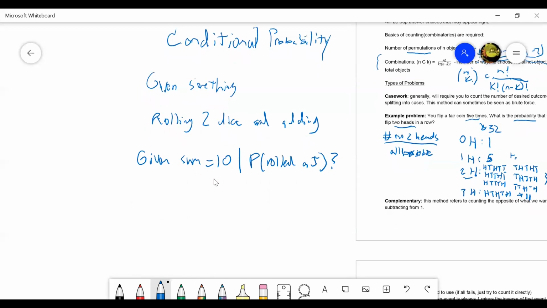And the way you would approach a conditional probability problem is find the probability of this, and then find the probability of rolling a 5 and having a sum of 10. So find the probability of both the previous and the new one combined, and then we divide those.